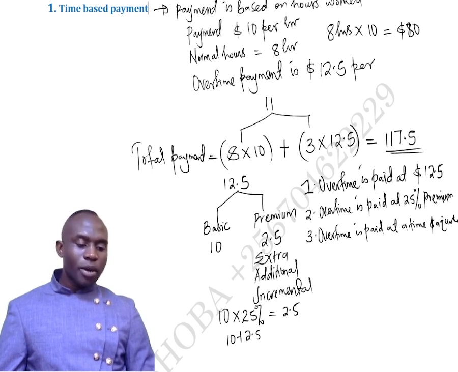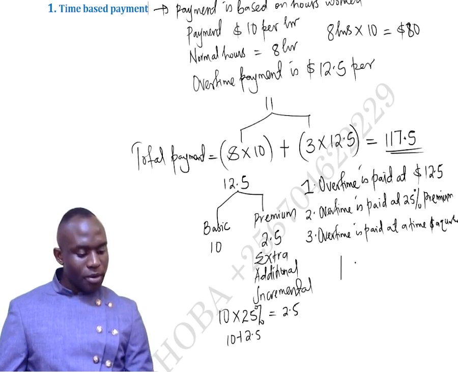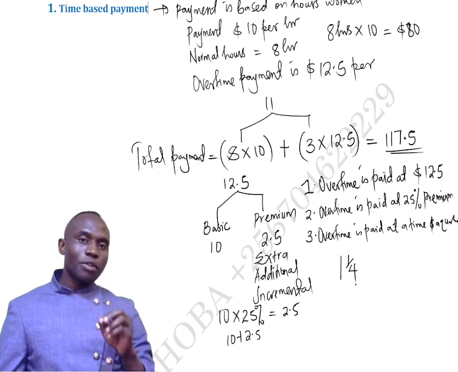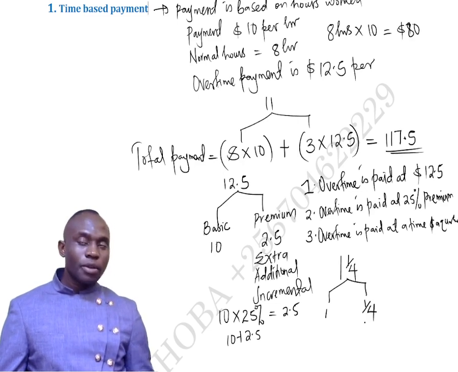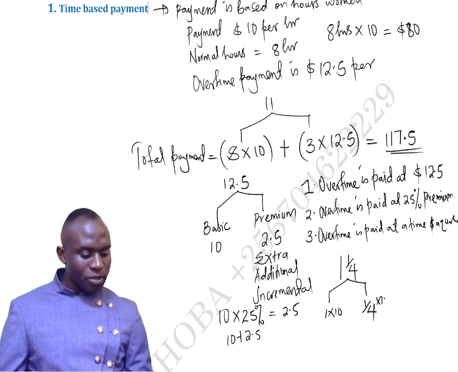So what is a time and a quarter? A time is 1, then a quarter is this. So if I divide this into 2, it would be 1 and a quarter. Now the normal payment is 10. So everything times 10. So this times 10, this times 10. So this would be 10 and this would be 2.5. So total payment is going to be 12.5.